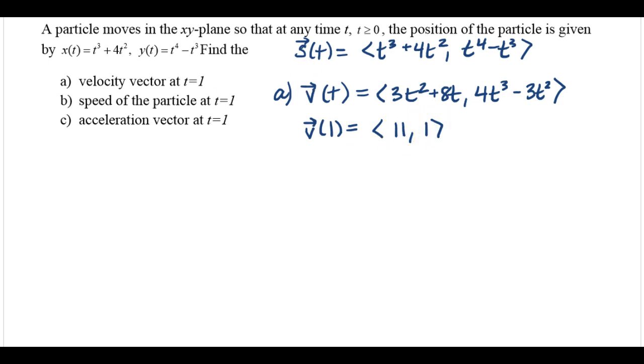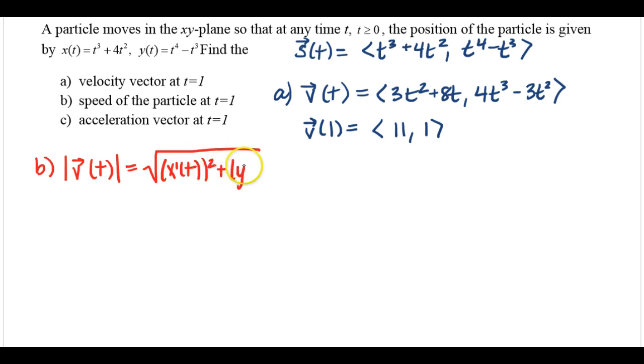Now let's move on to part B. Part B is asking me to find the speed of the particle at time t equals 1. So first I need the speed of this particular particle with this position vector valued function. Remember, speed is the absolute value of velocity. In this case we're talking about the vector velocity, so the absolute value means the norm. So our formula for this is x prime of t squared plus y prime of t squared, and all of that underneath the square root. So this is the formula for speed. Sorry, it's y prime of t squared.